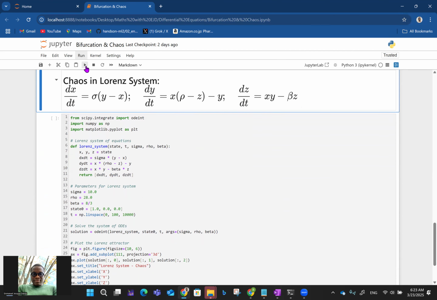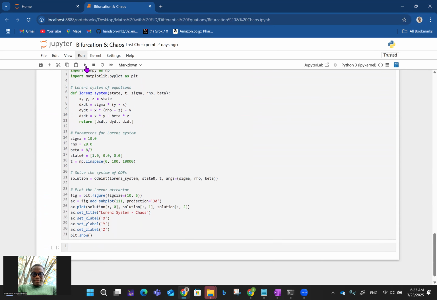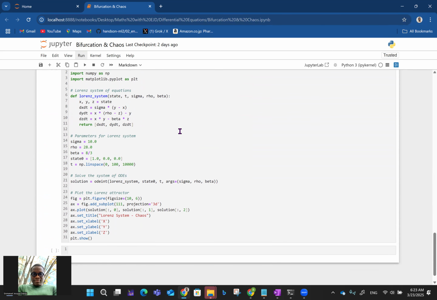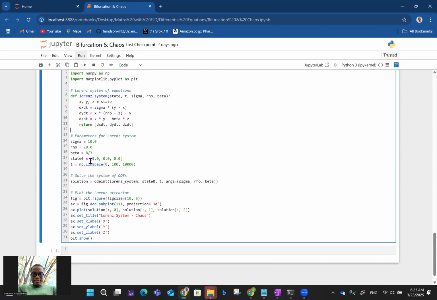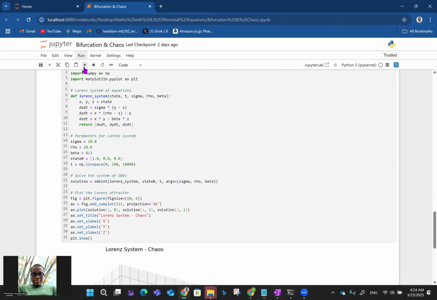Then we have chaos in the Lorenz system, which is a system for convection in the atmosphere. So that also is chaotic in nature. So we have the initial condition here to be 1, 0, 0: x is 1, y is 0, z is also 0. Then beta is 8 over 3, rho is 28, and sigma is 10. Now, these are parameters for the Lorenz system to be chaotic, actually.